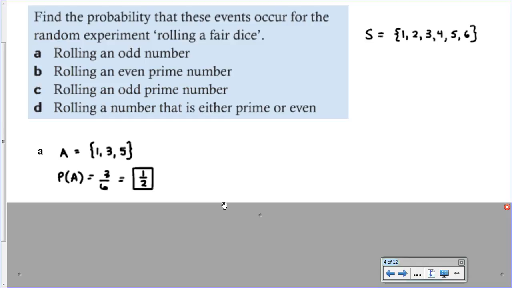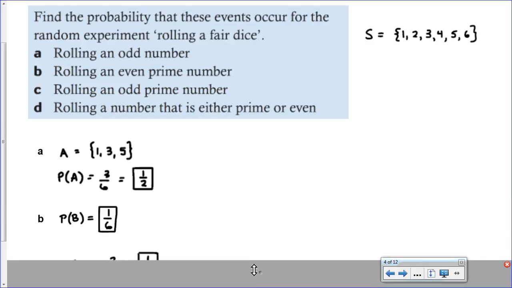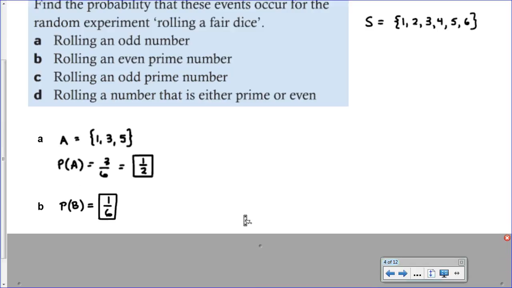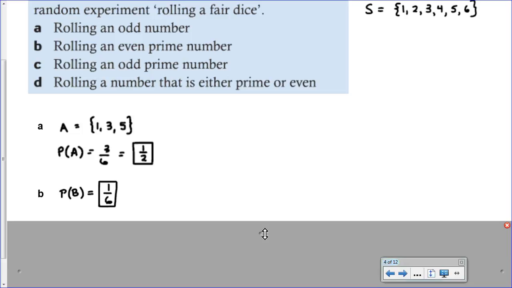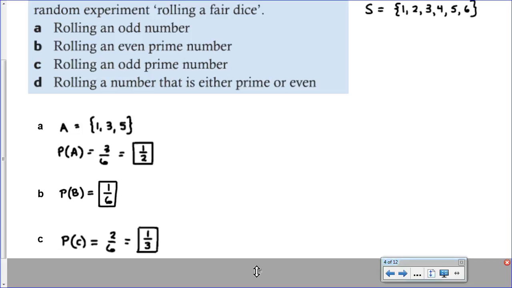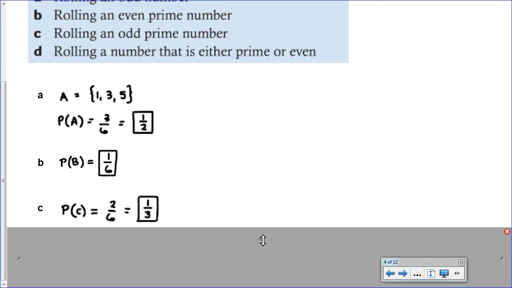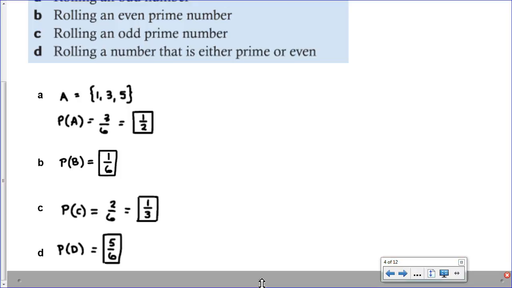So rolling an even prime number, the only even prime number is 2. So that's a 1 out of 6 chance that you'll roll an even prime number. For C, rolling an odd prime number, well, that's 3 and 5. So 2 out of 6, which reduces to 1/3. I only said 3 and 5, and that's because 1 is not a prime number. And then D, rolling a number that is either even or prime, either prime or even. So that includes the 3 and the 5, as well as the 2, and also the 4 and 6 because they're even. So that's a 5 out of 6 probability that you'll roll a number that's either prime or even.